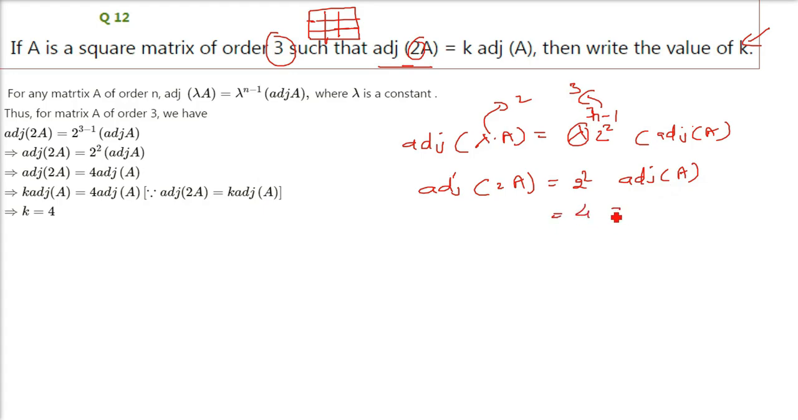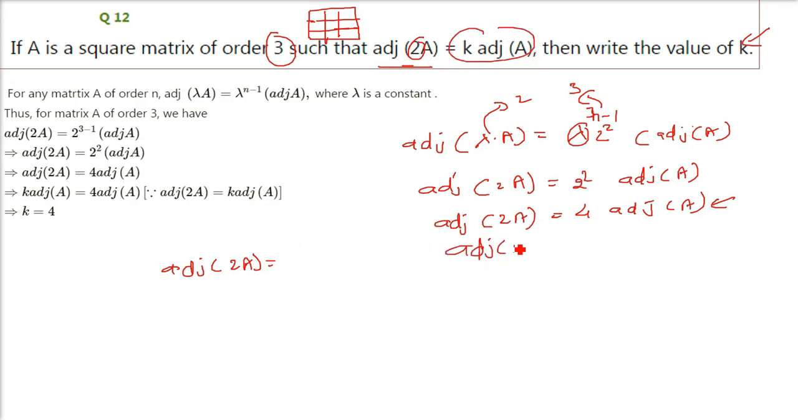So 2 squared is 4 times the adjoint of A, and then we have on the left hand side the adjoint of twice A. Now please witness that in the question, the adjoint of twice A is given as equal to K times the adjoint of A. So why not equate these two? Let us equate it, because this is already given in the question. So I'm just writing it here so that you can see the equality: the adjoint of 2A is equal to K into the adjoint of A. Now from these two equations, K is equal to 4. So you can just write K equals 4.